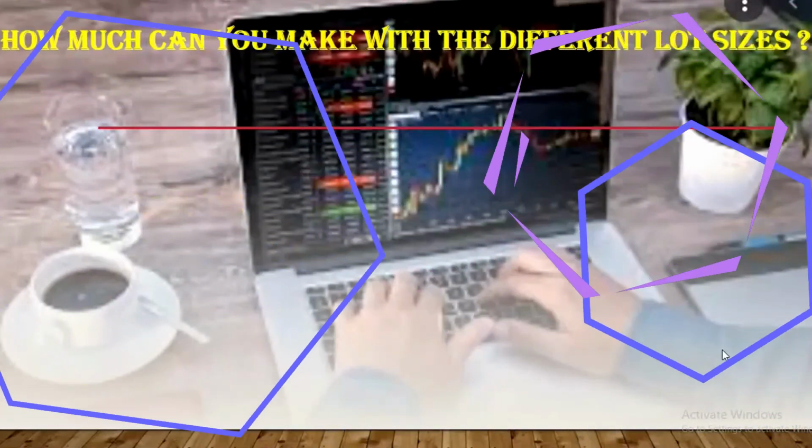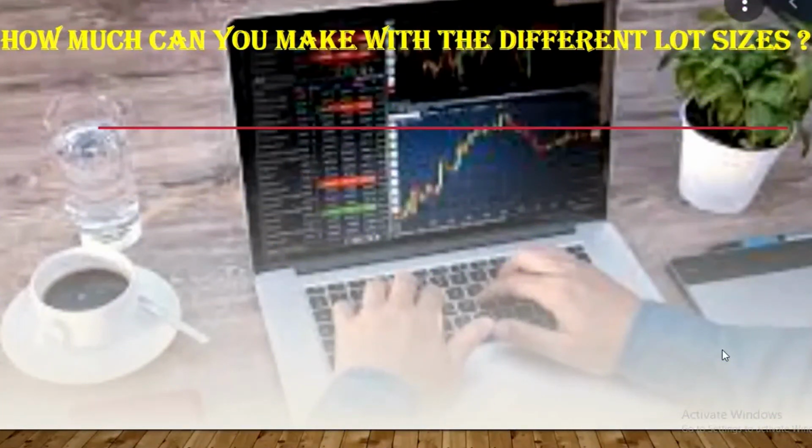Now that we have understood the relationship between leverage, account balance, and lot size, let us see how much money you can make by using various lot sizes. The profit or loss made using various lot sizes is calculated using the formula: profit or loss equals lot size times pips times 10.